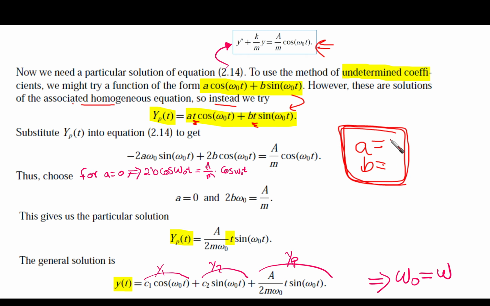So we are going to choose A to be 0, and let's see what the corresponding B is in this case. So this is what we have done: we put A equal to 0, and 2B omega naught cosine omega naught t would equal A over m cosine omega naught t from here. Okay? If we put A equal to 0, this term is going to vanish, and then 2B omega naught cosine omega naught t equals this term. So cosine omega naught t cancels cosine omega naught t, and A over m would equal 2B omega naught.